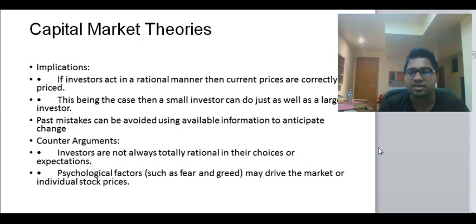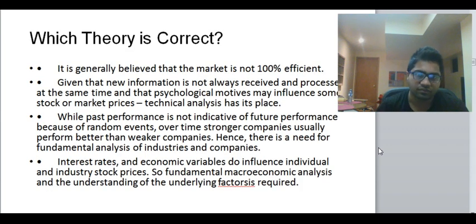Counter arguments: investors are not always totally rational in their choices or their expectations. Psychological factors such as fear and greed may drive the market or individual stock prices. Now, which theory is correct? It is believed that the market is not 100% efficient.